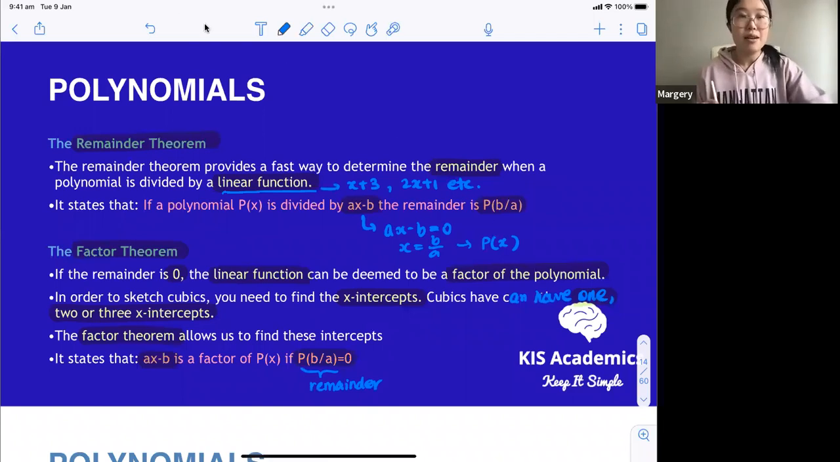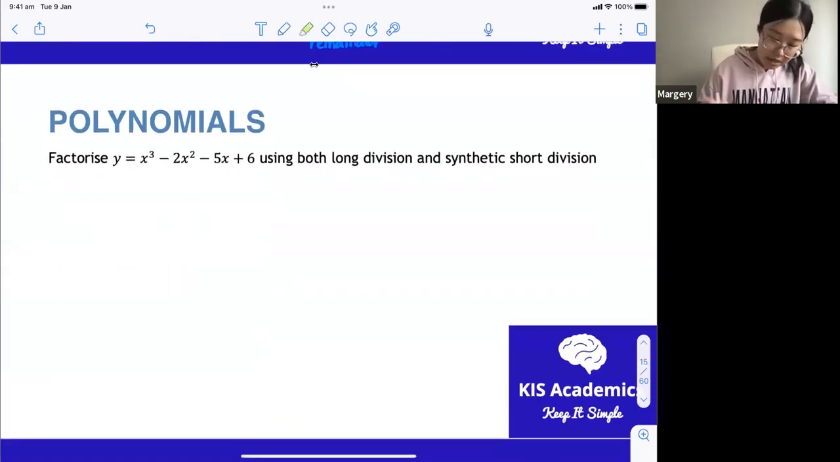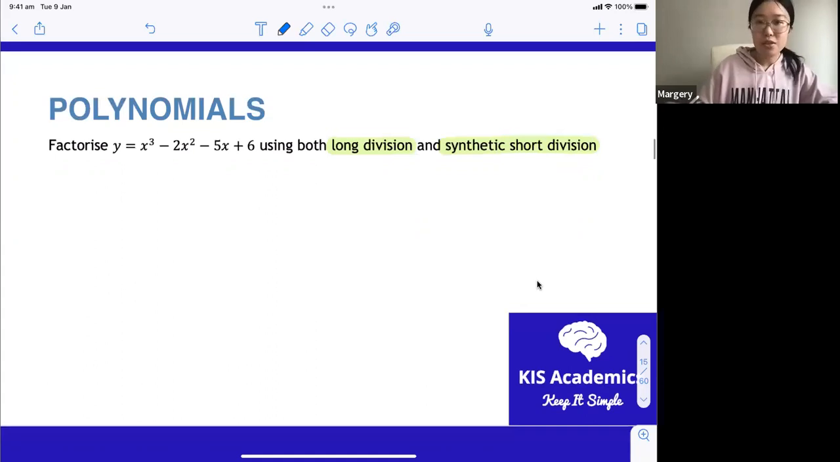So we'll have a look at an example to bring this into context. This question says to factorize x cubed minus 2x squared minus 5x plus 6 using both long division and synthetic short division. I know some schools don't really go through short division. Long division is definitely the more common method, and it's also the method that I would prefer when doing these questions. But short division is just another way of dividing our polynomials by a linear factor. We'll go through both methods so you can see how we go through each.